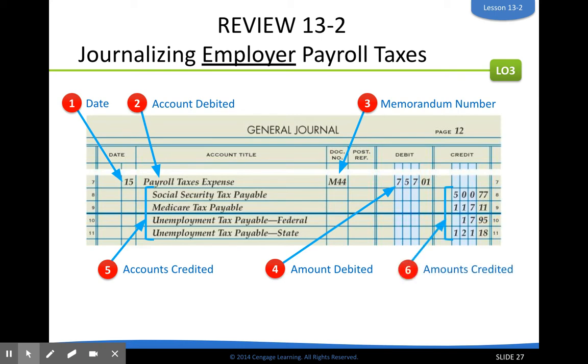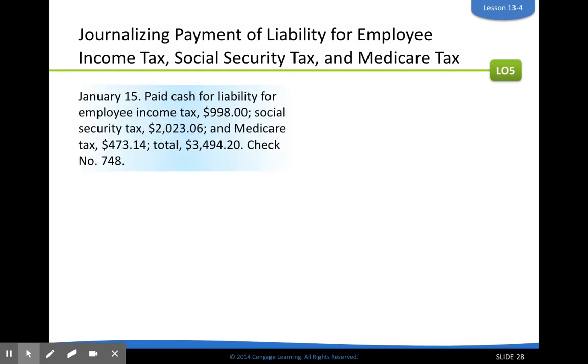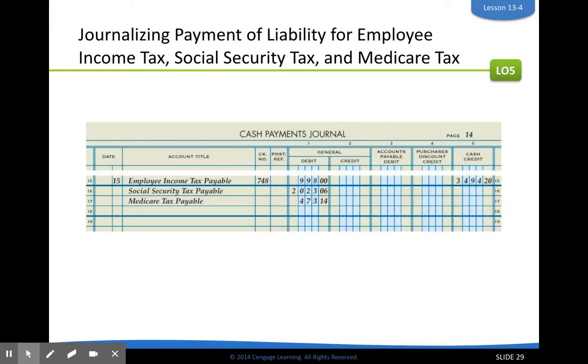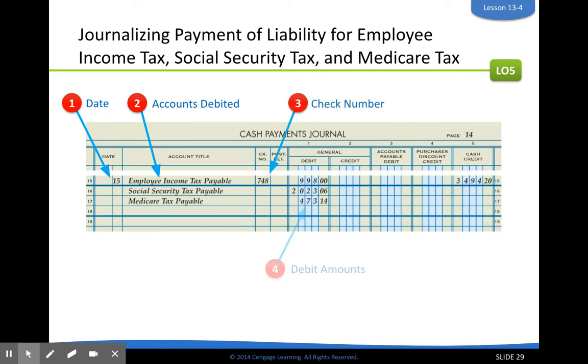Now in 13-4, we need to pay the employer portion. So now we are paying the liability that the employer has. The employer needs to pay the government the federal income tax withheld, as well as the Social Security tax and Medicare tax. Those three things all need to be paid by the employer. All of those payables added together is how much we actually need to write a check for, check 748.